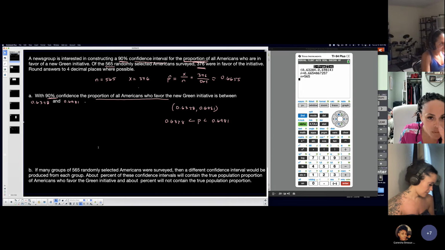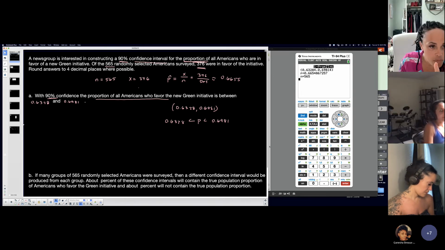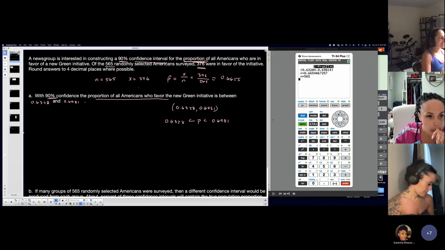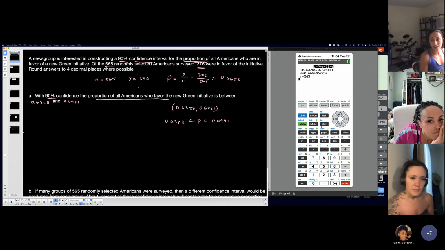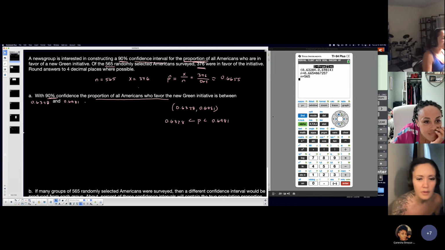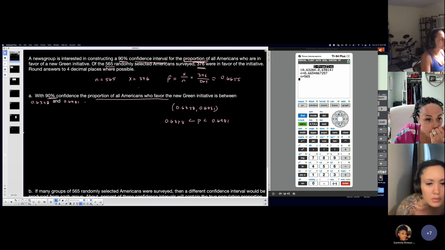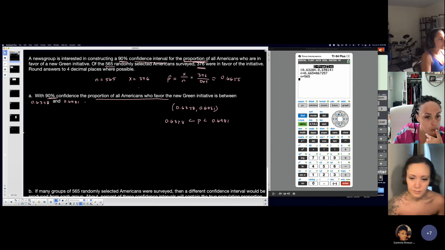So would I have to change that to a decimal form? Here's the thing. I like that you asked me that, and I was gonna get into that. Remember I said that they could potentially give you the actual number of successes from your sample, or they can give you the percentage of success from the sample.